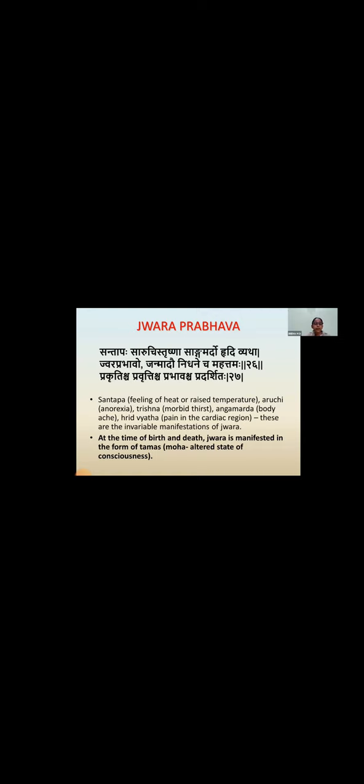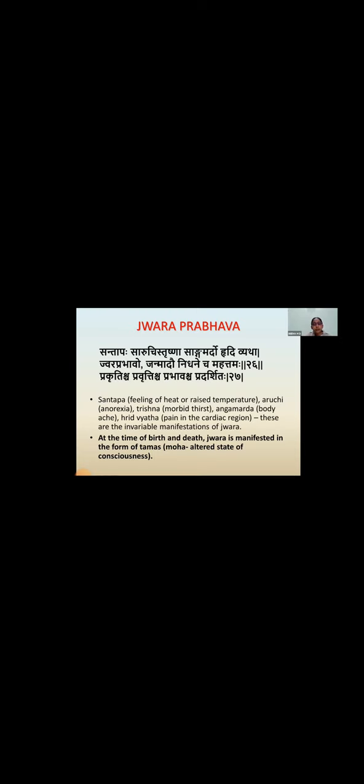So Santapa, or the Tapa, is the one and only main feature of the Jwara, Santapaha. Along with that, Sa Aruchi Trishna Sangamardo Hridivyata. Aruchi, Trishna, as well as body pain, the Sangamarda, and the Hridivyata, something like a discomfort in the heart region. These are the important features of a Jwara, which occurs Janmado Nidanecha Mahatamaha.